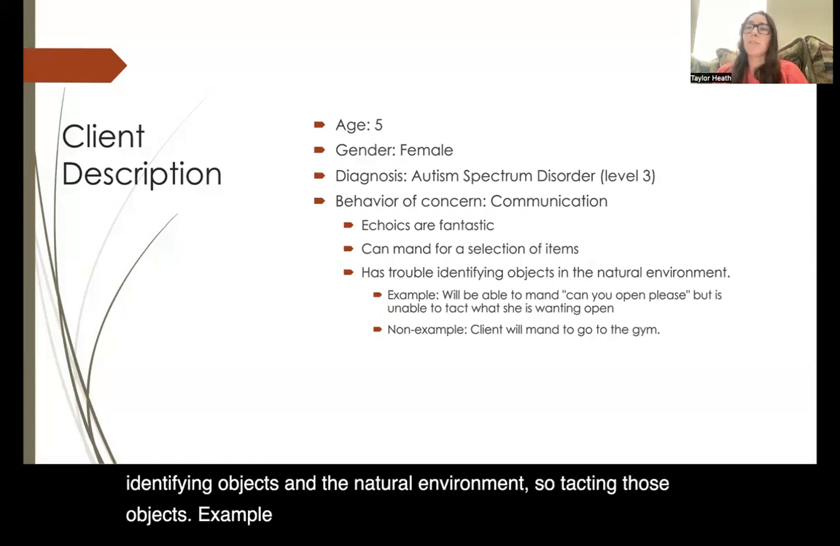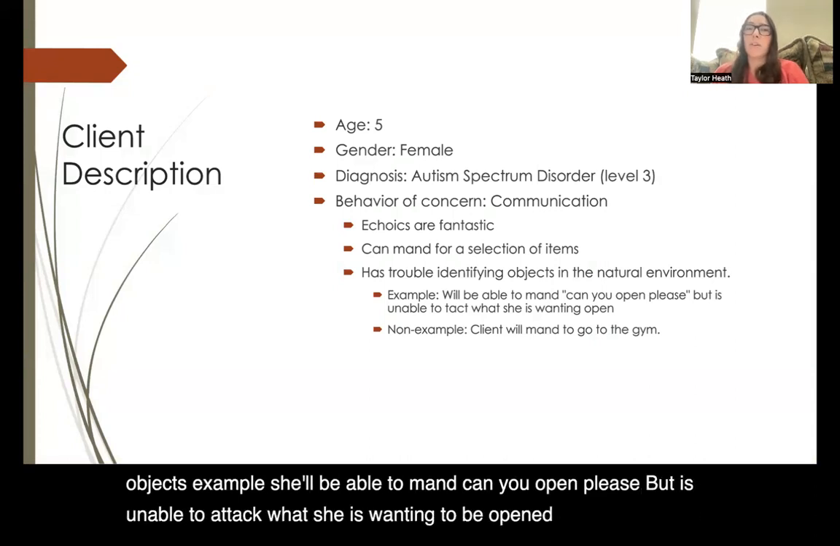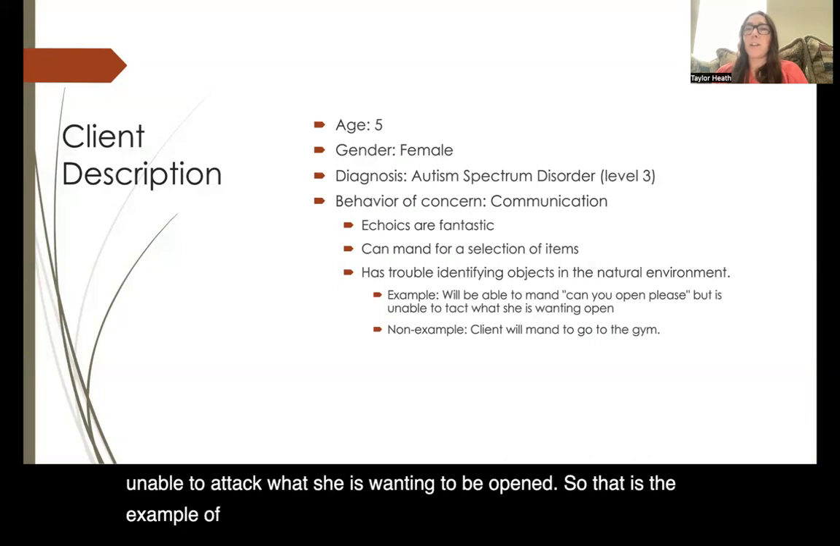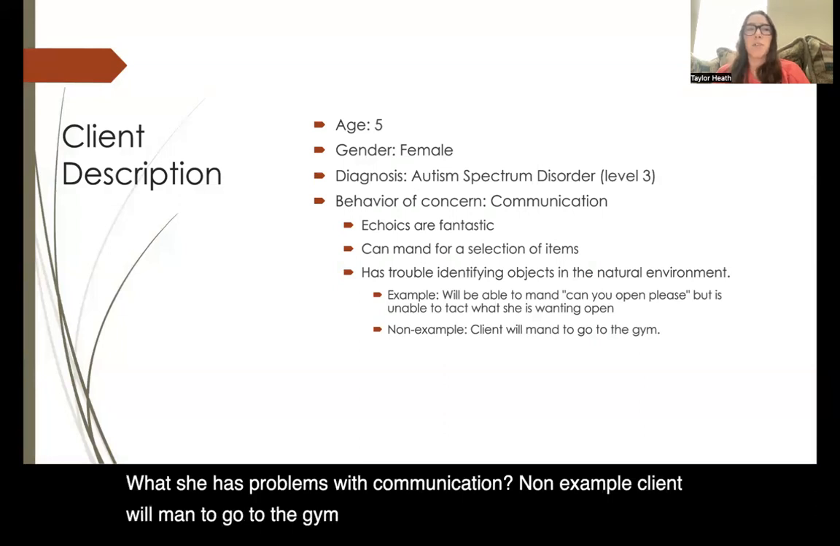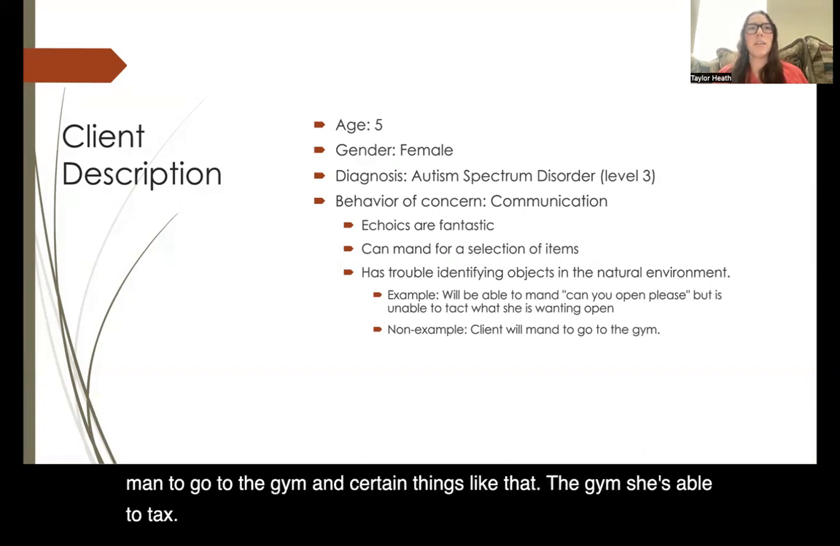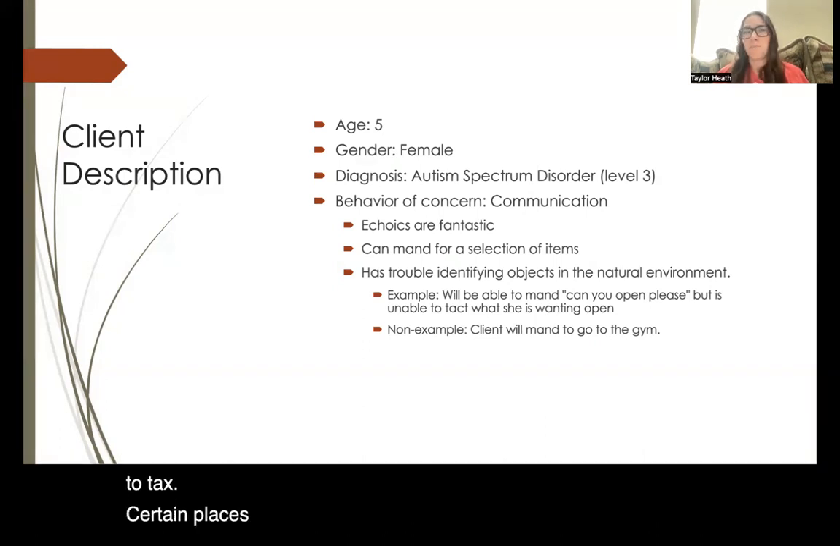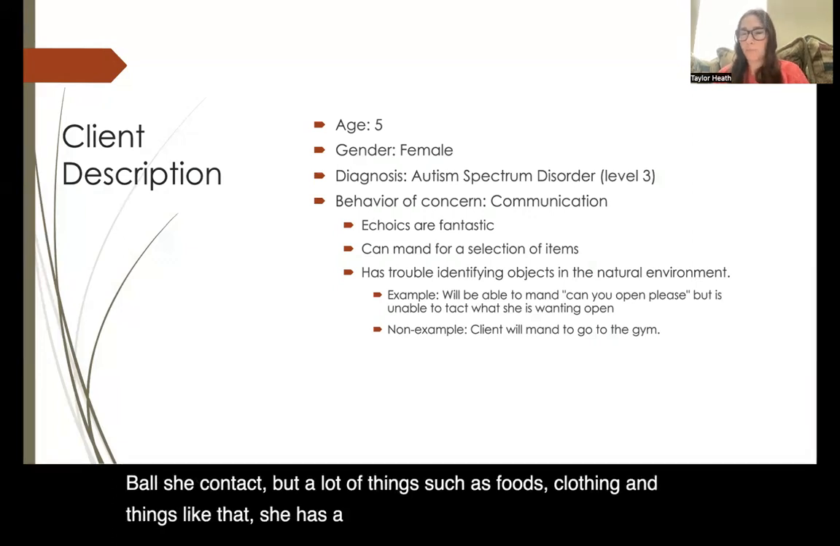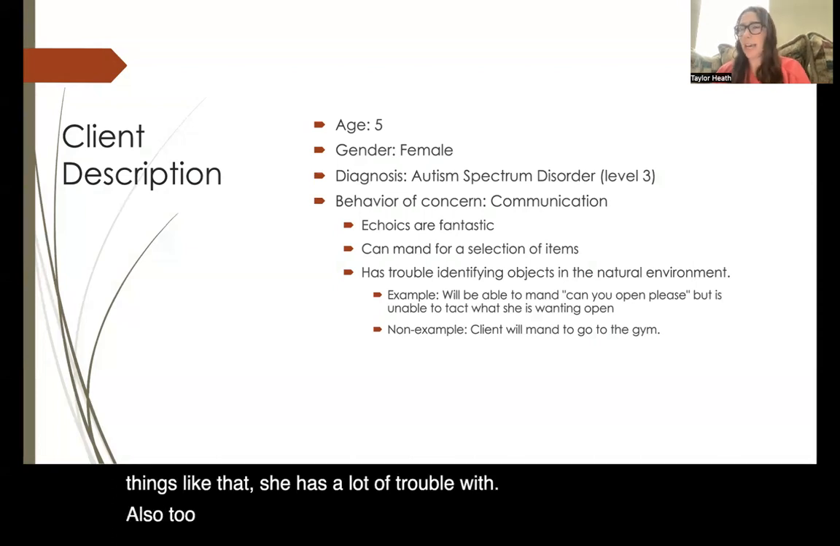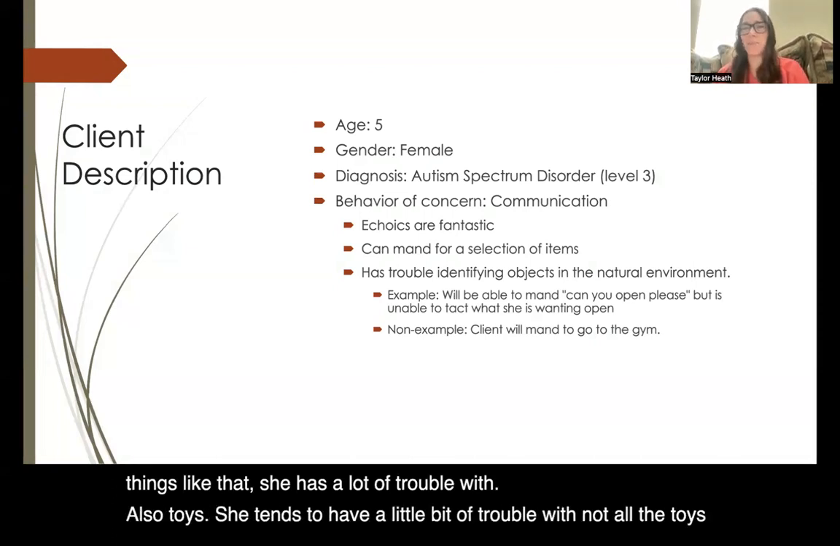Example, she'll be able to mand, "Can you open please?" but is unable to tact what she is wanting to be opened. So that is an example of what she has problems with in communication. Non-example, the client will mand to go to the gym. Certain things like that, the gym, she's able to tact certain places, balls she can tact, but a lot of things such as foods, clothing, things like that, she has a lot of trouble with. Also toys, she tends to have a little bit of trouble with. Not all the toys, but some toys.